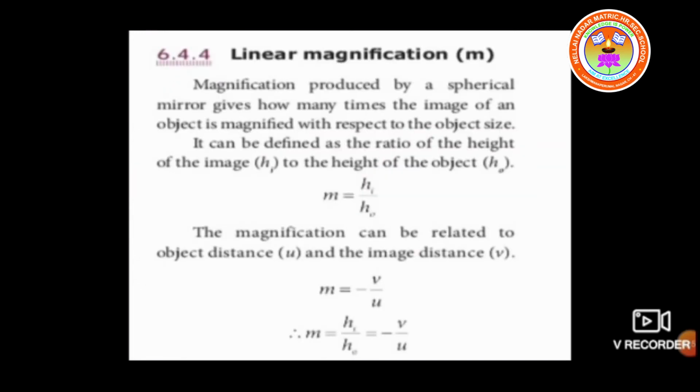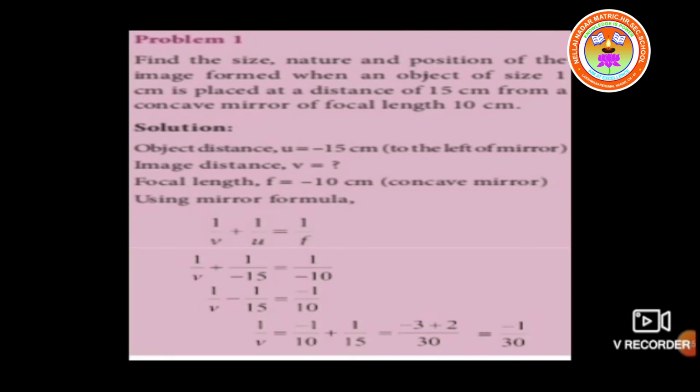Okay, so first you need to choose which mirror we are using, and then at the time of writing the values you must put the sign. For the object distance for both mirrors, the value will be noted by the negative. So u is equal to minus 15 centimeter, because the object is placed to the left of the mirror.